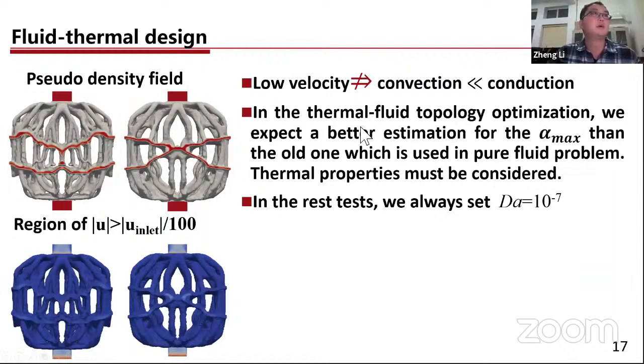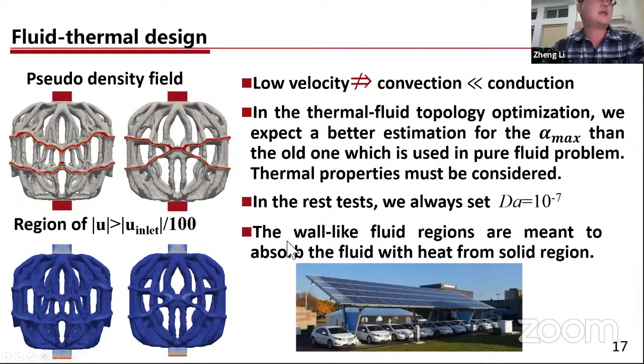It also means that in the thermal fluid topology optimization, we expected a better estimation for the alpha max than the other one, since the other one is simply for the pure fluid problem. So the thermal properties must be considered in the new one. Then in the rest of the tests, we always set this to the lowest value of this number. Also, we can infer that these wall-like structures are actually meant to take this hot fluid from the solid, just like these solar panels absorbing the sunlight.